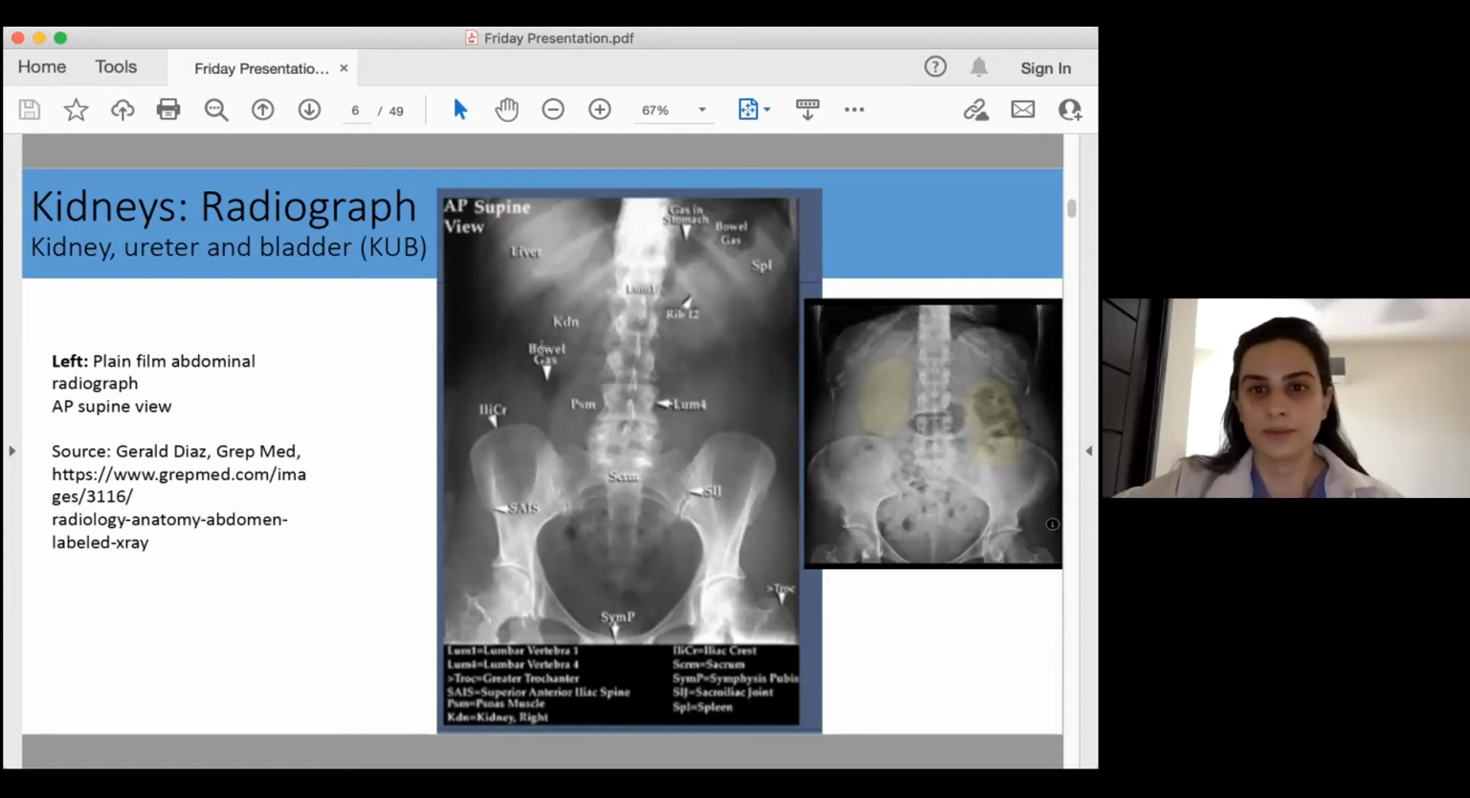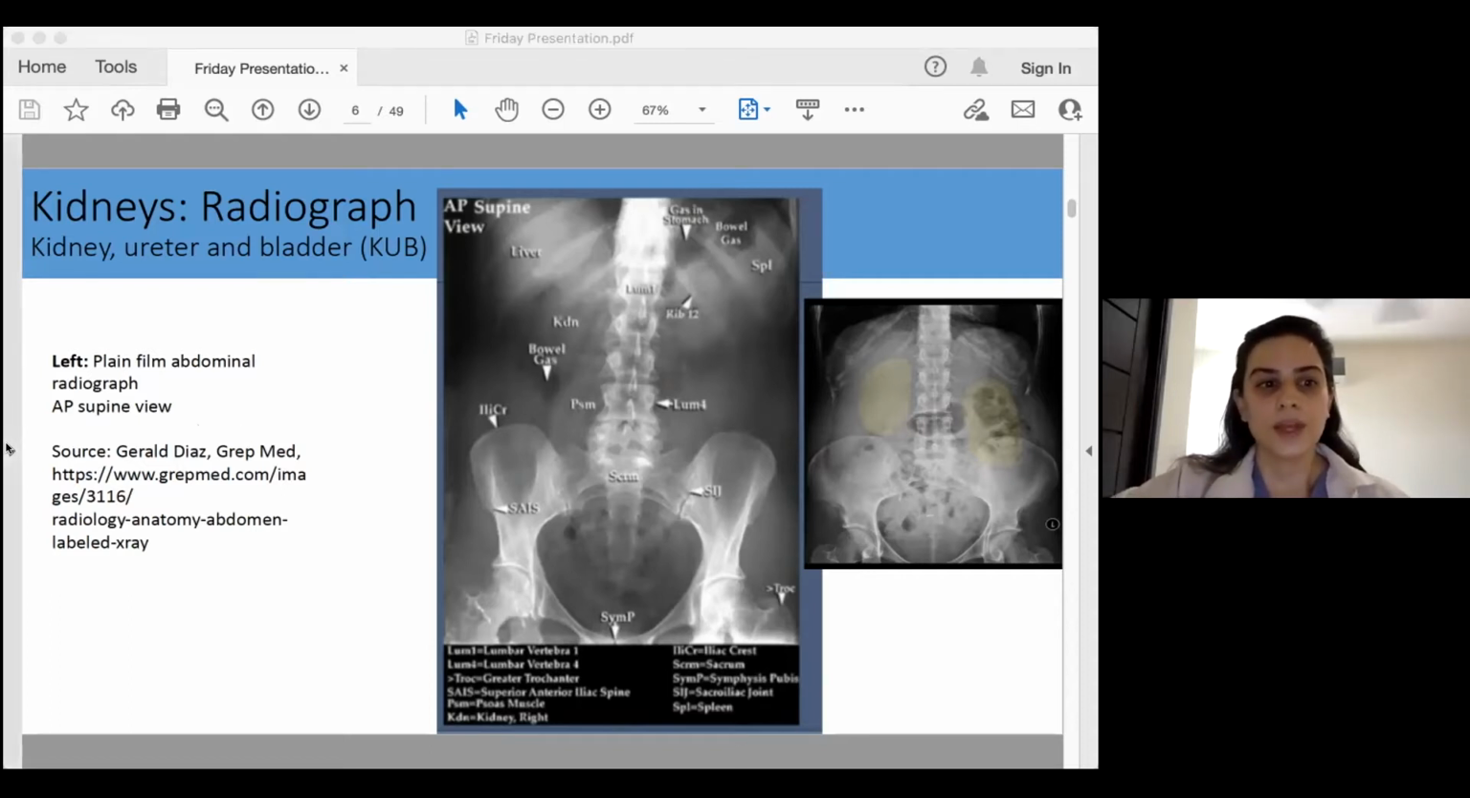Here they are labeled as kidney. This would be the right kidney, and on this side we would have the left kidney. Here you can see that they are highlighted in yellow. Because they are retroperitoneal, you will often see the bowel loops that are on top.